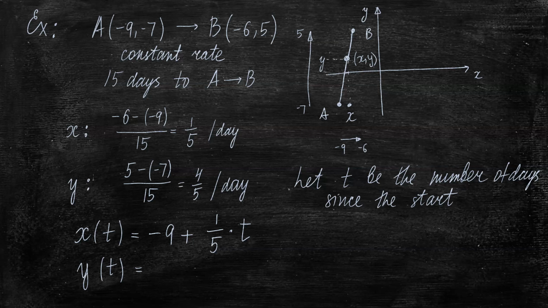So similarly, we find the function that represents the y coordinate. We start at -7, and then we advance 4/5 of a unit per day. So in t days, we'll advance this much. And this is our equation, or rather the set of parametric equations. And the constraint on the t value is that t ranges from 0 to 15.